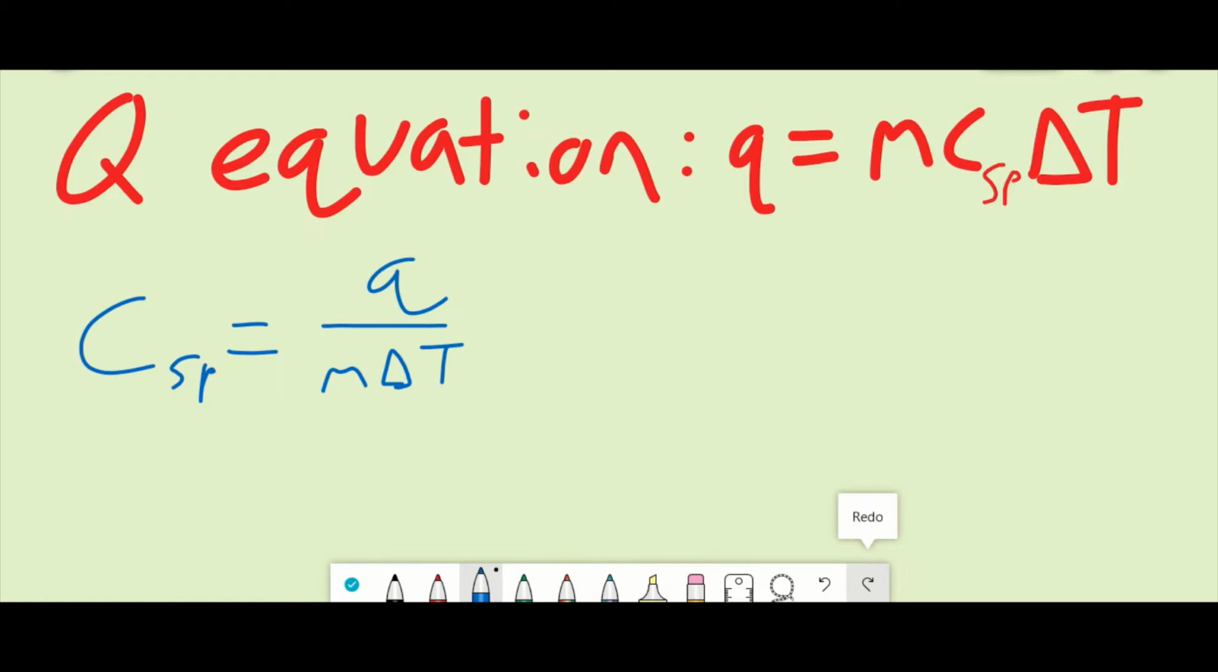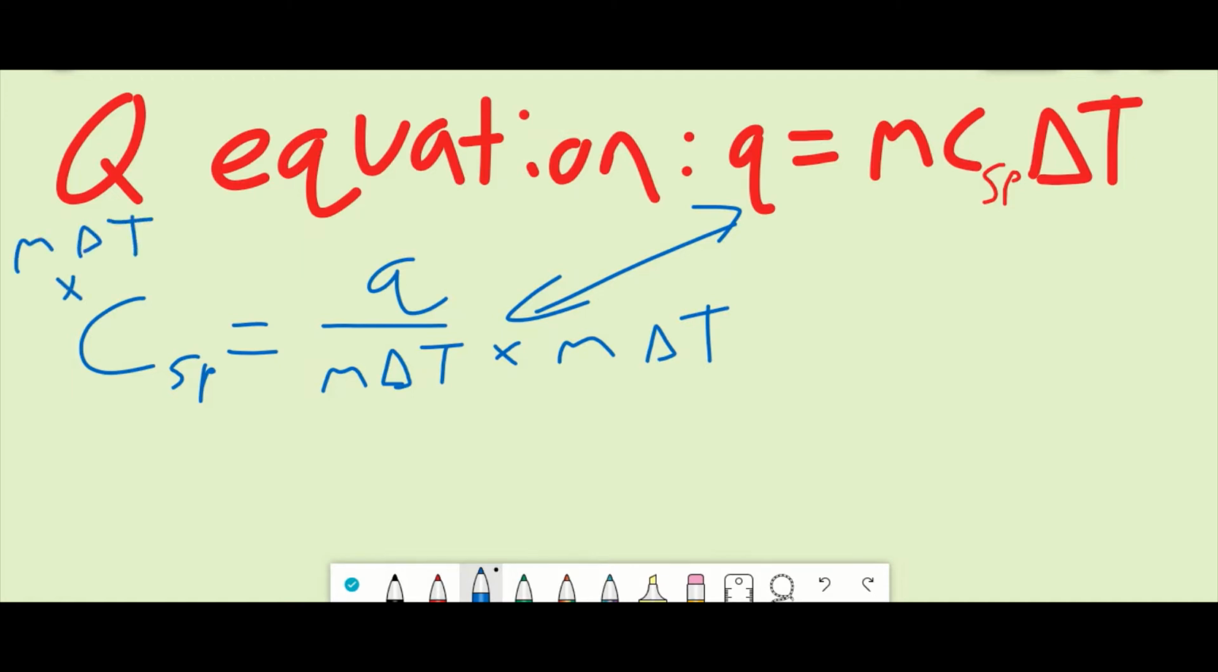So this is actually the same equation, just rearranged. I'm going to show you how to do that. All I have to do is, you see these M delta T on the denominator, you just have to multiply both sides by M delta T. So we'll do times M delta T, and this side times M delta T. Then this crosses out, and you just get Q equals m C SP and then delta T. So just mass times specific heat times delta T.